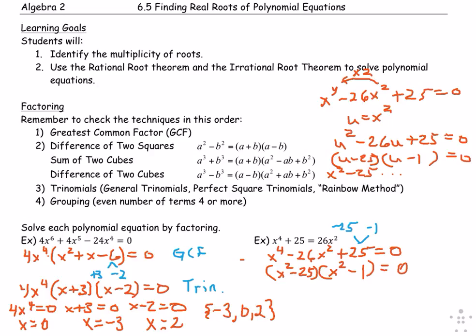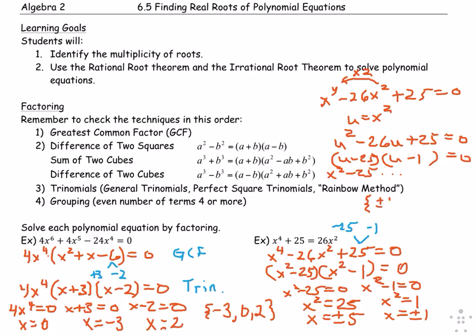I'm going to continue using this approach here, and I set each of these factors equal to 0. Start solving for x by isolating it. Take the positive and negative square root of both sides. All right, so we have 4 distinct real roots, positive and negative 1, and positive and negative 5.